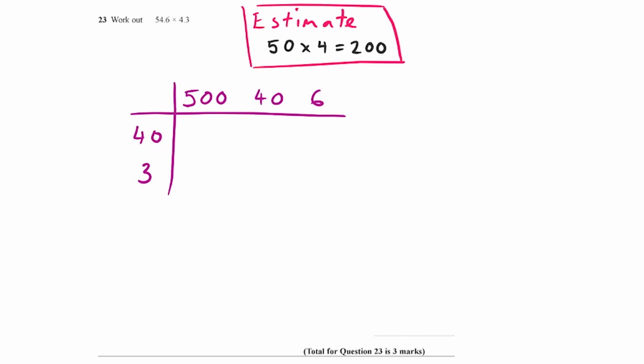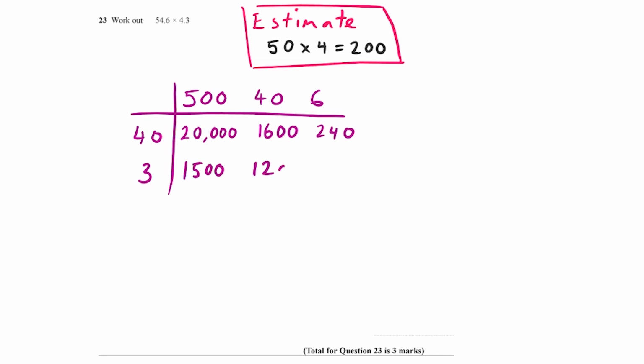So I've got 546 across the top, 43 down the side, and then I do all those bits of multiplication inside. So 500 times 40 is 20,000. 5 times 4 is 20, and then I've got those 3 zeros to add on. 40 times 40, well, 4 times 4 is 16. Then I've got those 2 zeros to add on from the 40 and the 40. 6 times 40, well, 6 times 4 is 24. I've got to add on that extra 0, so I get 240. If I repeat that for the bottom line, I get 1,500, 120, and 18. Then I've got to add all of those numbers together.